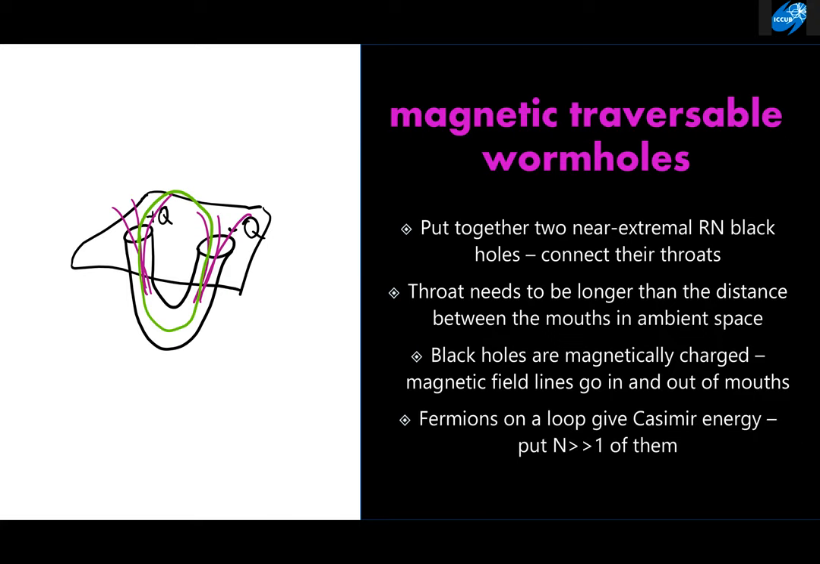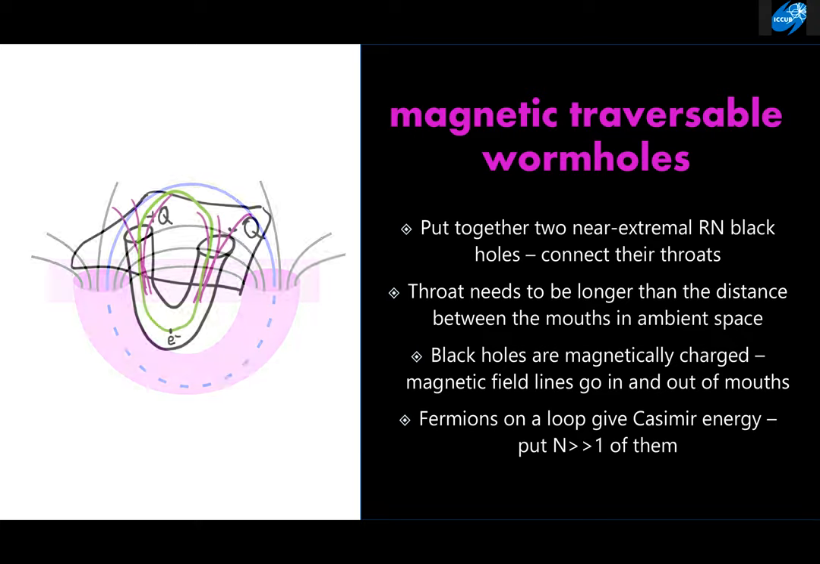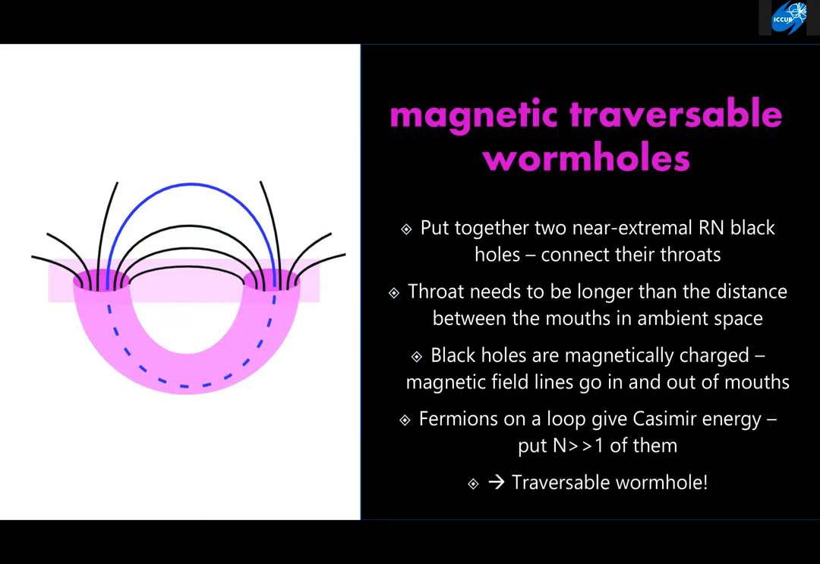Now, we can put fermions on this magnetic field line, and it is known that fermions on a loop, or to be more specific in AdS2, give negative Casimir energy. And so if we just manage to put a lot of them, then we get a traversable wormhole. So that's the basic idea that Maldacena, Milekhin, and Popov had behind their construction.